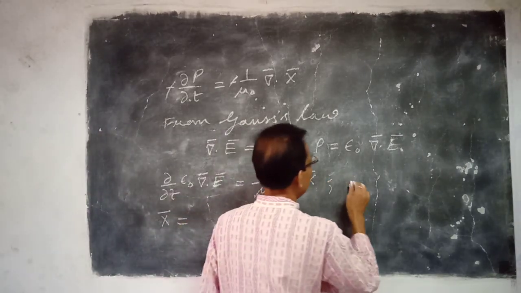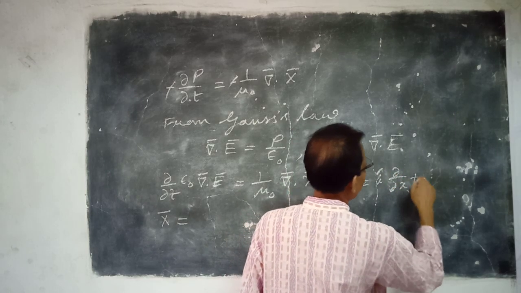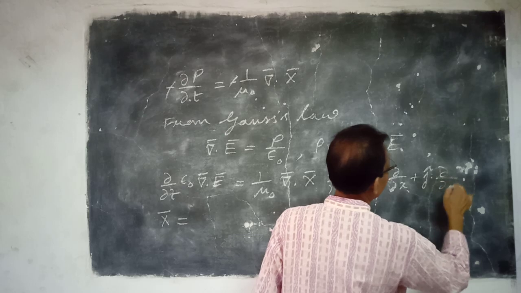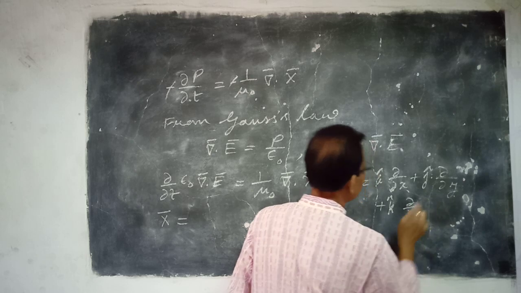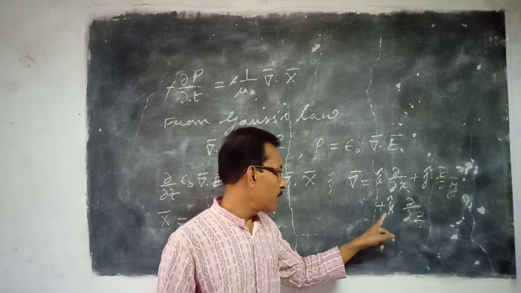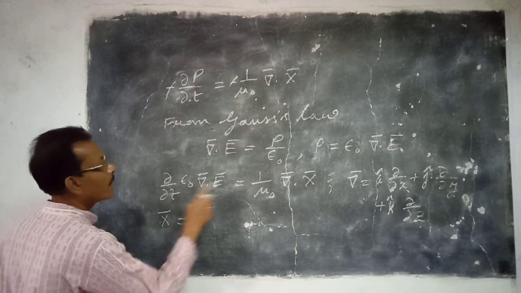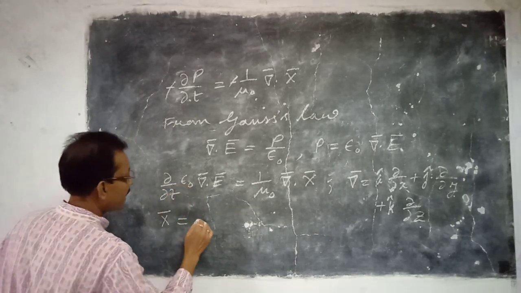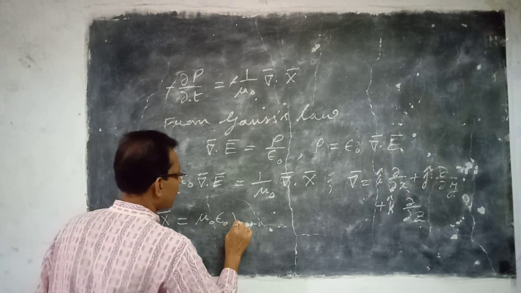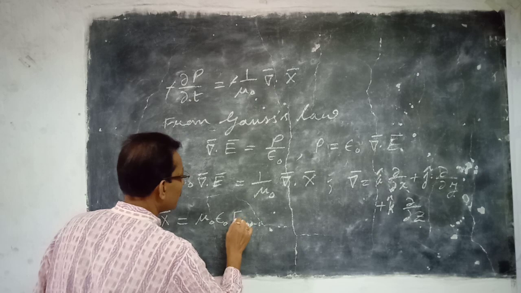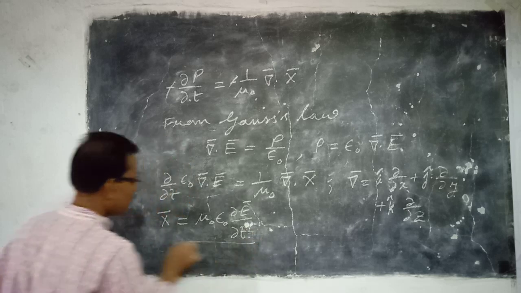What is del? The differential operator del is equal to i del del x plus j del del y plus k del del z. i, j and k are the unit vectors in the x, y, z directions, with partial derivatives. So X will be equal to mu 0 epsilon 0 divergence of del E del t. This is the value of X.